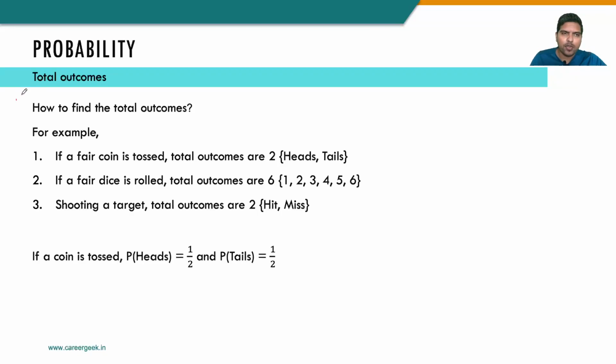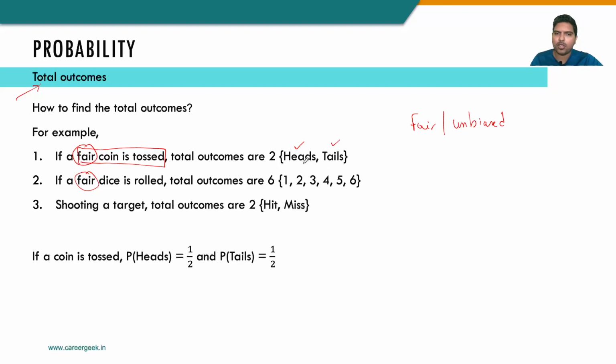So let us see how to find the total outcomes. For example, the first one is a fair coin is tossed. Now this word fair is important. Now what is fair? Fair or unbiased means probability of all events happening are same. For example, for a fair coin, when you're tossing a coin, there are only two outcomes, heads or tails, right?